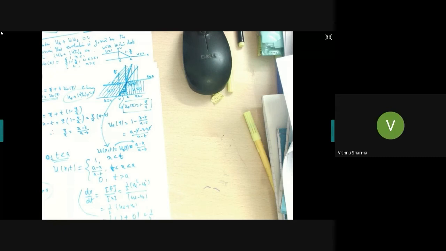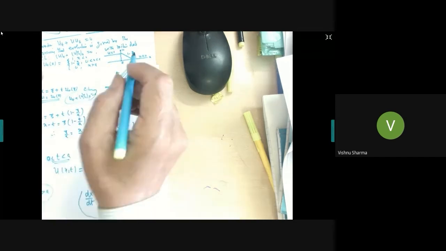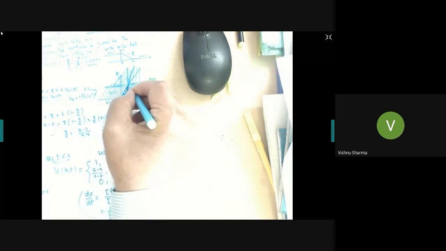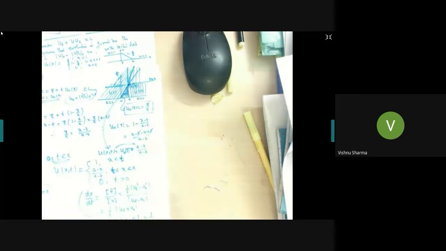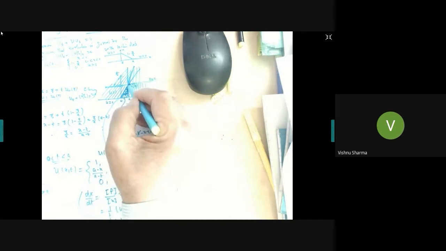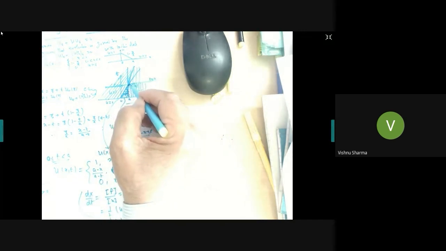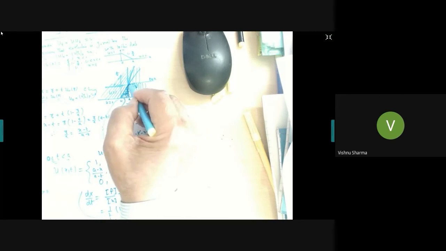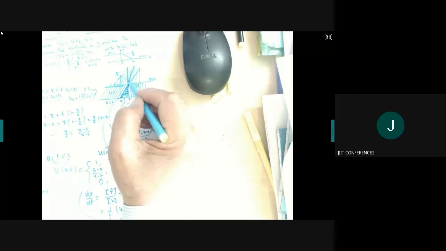No, you see, this is the point from where it emanates, and we know the coordinates of this point, (a, a). This discontinuity originates from this point whose coordinates are x is equal to a, t is equal to a, yes or no? Yes. So we have to make use of this condition.